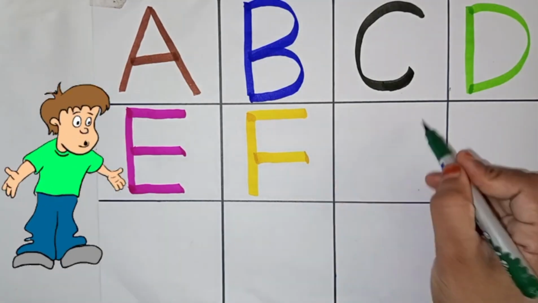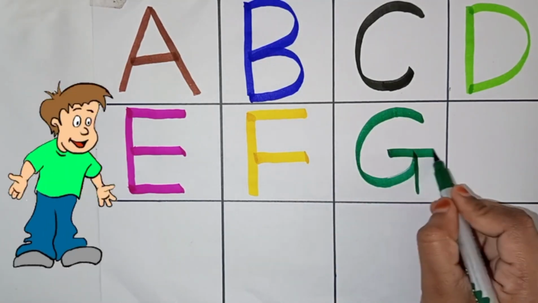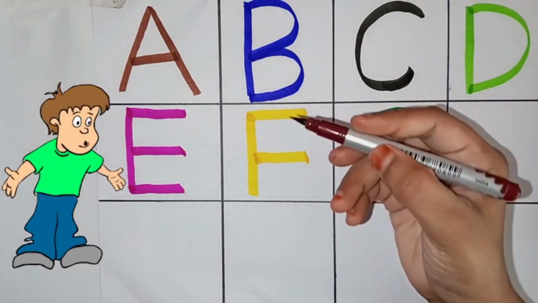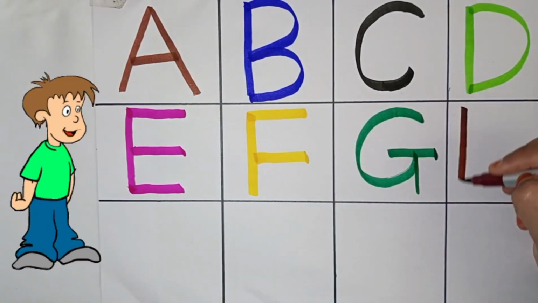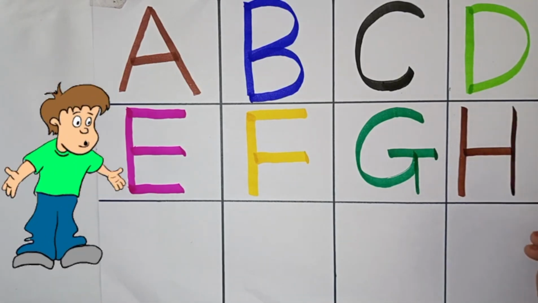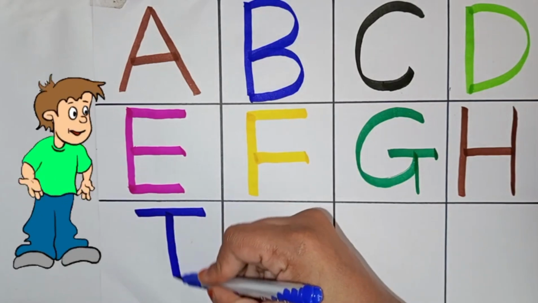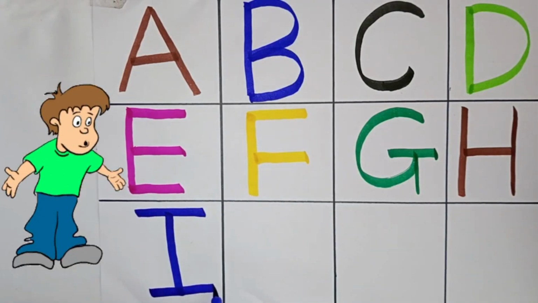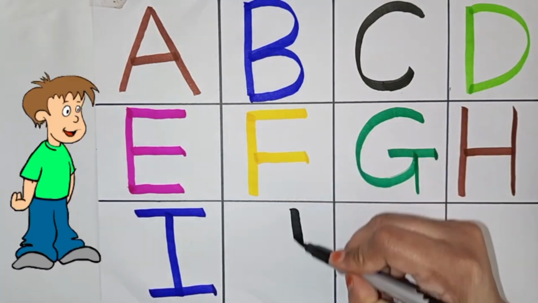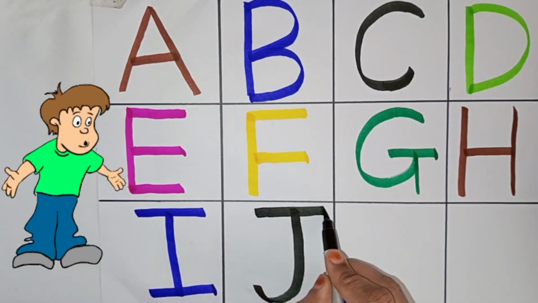Dark green color. G for giraffe. Brown color. H for house. Blue color. I for ice cream. Black color. J for joker.